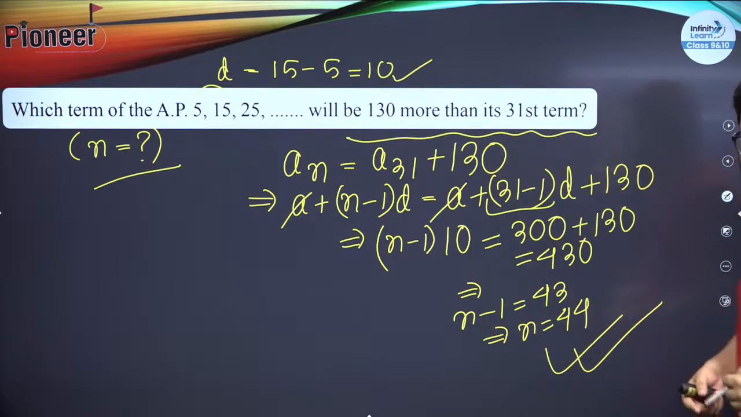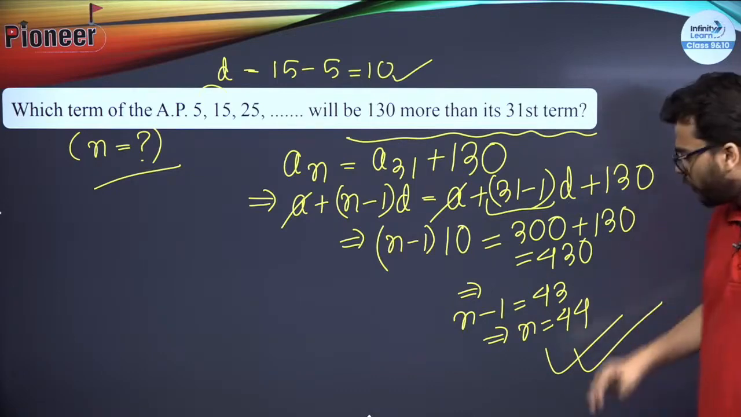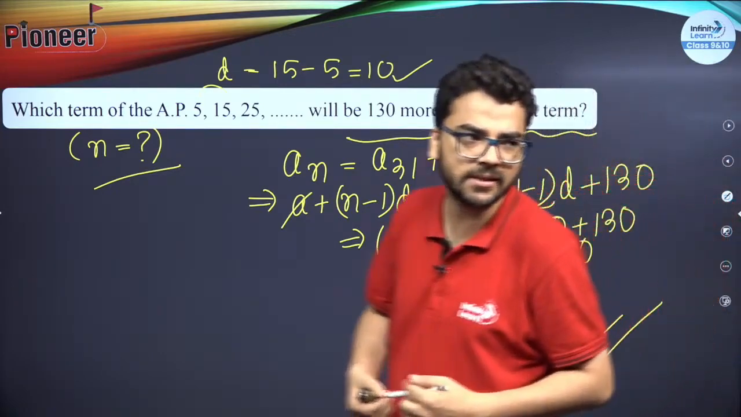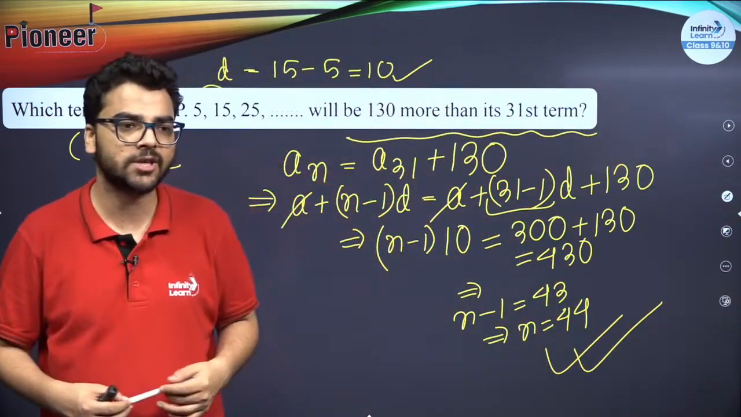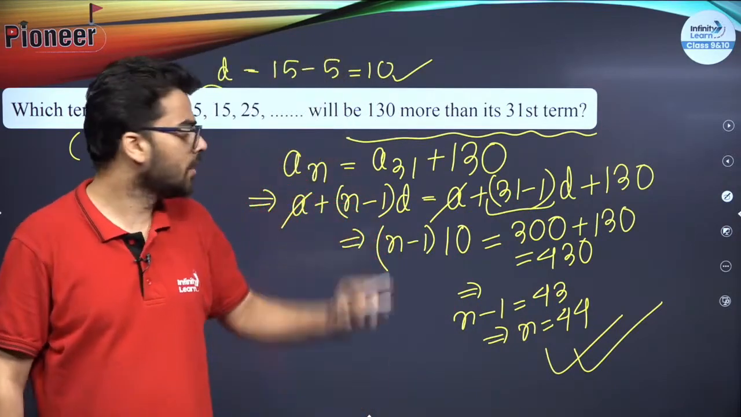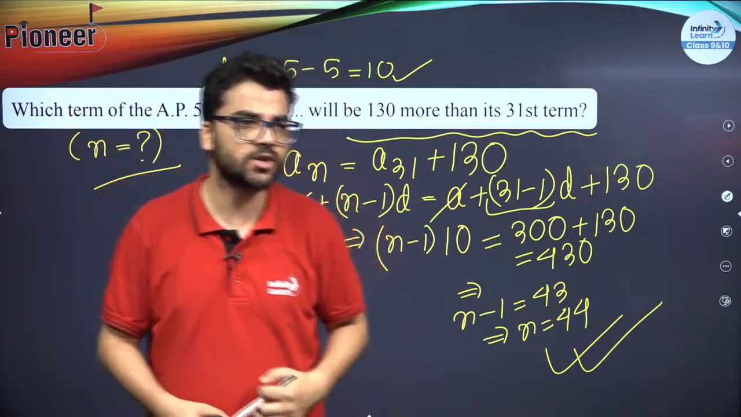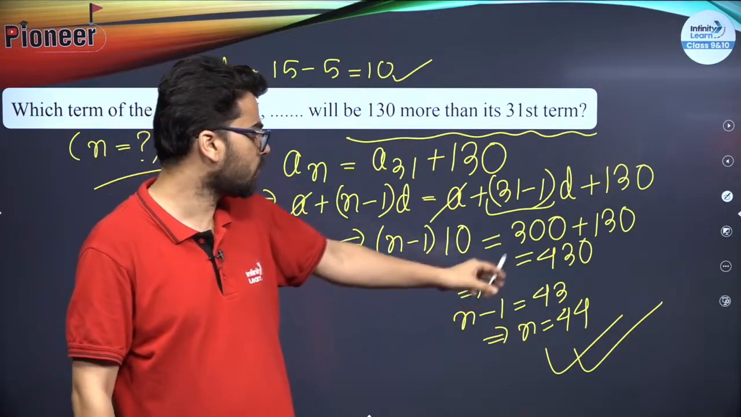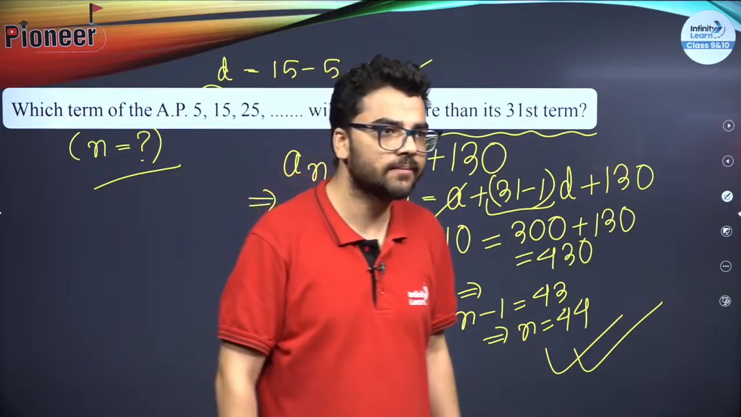44 it is coming out. 44 it is coming. 44th term of this AP is 130 more than its 31st term. Is this question clear to every student in this session? Just confirm that in the chat, guys. It's okay, you must have done some calculation mistake. Yes, I hope it is clear. 44 we are getting, na? You see 43 plus 1, 44. I hope this thing is clear.